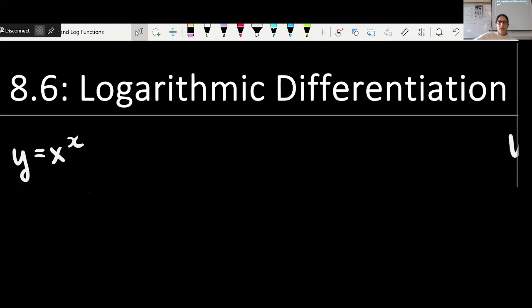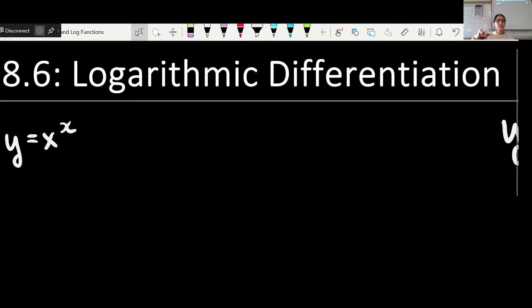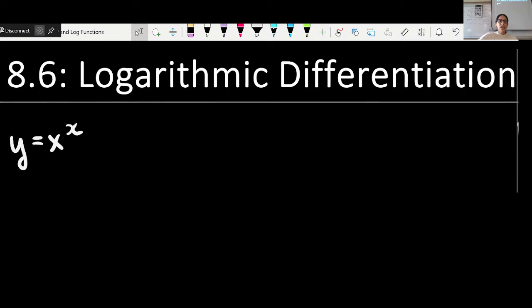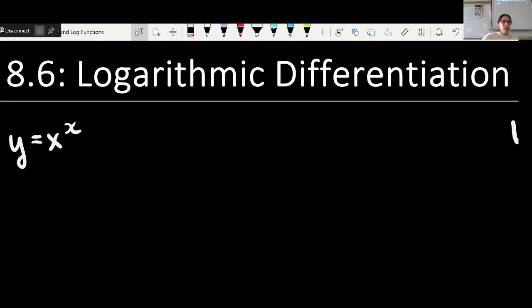8.6, logarithmic differentiation. Let's go through this first example. So basically, if we have y equals x to the x, we want to find y prime.